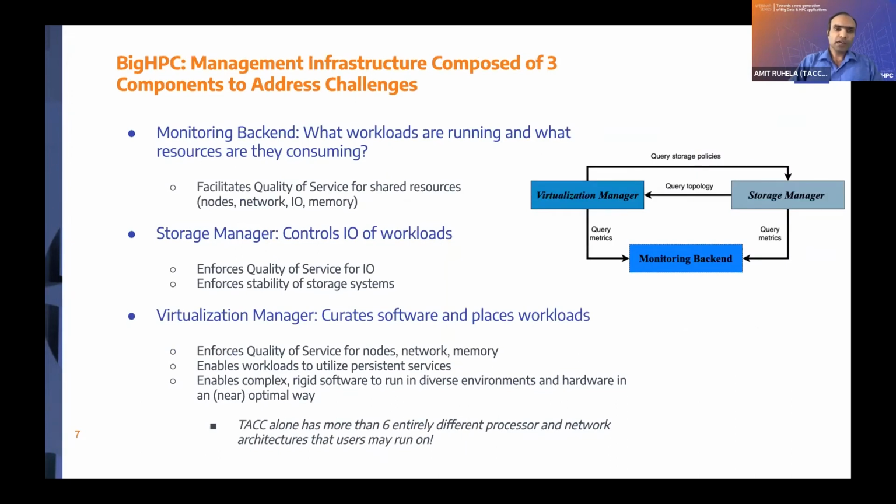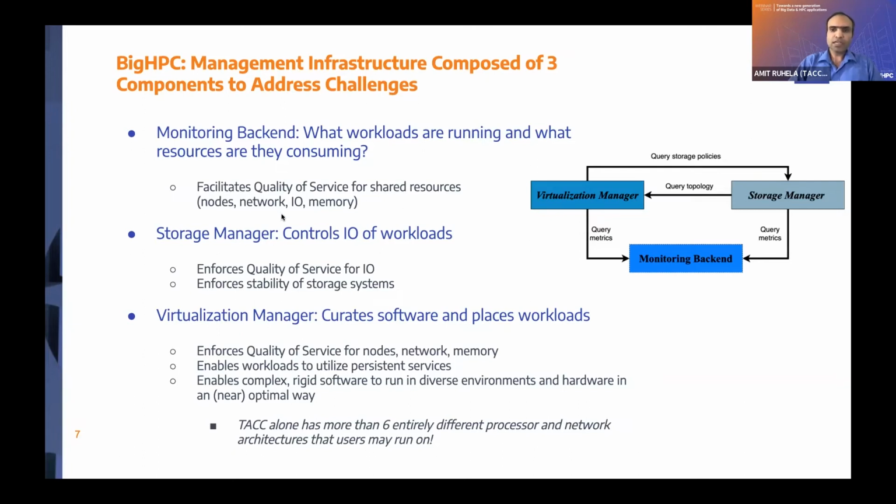BigHPC is a consortium of several institutions, and the goal is to provide a management infrastructure composed of 3 components to address the issues in running big data applications on HPC systems. The first component is the monitoring backend, which monitors what workloads are running, what resources they are using, and what the usage of those resources is for those workloads. So it basically facilitates quality of service for shared resources, for example, node, network, input/output, and memory.